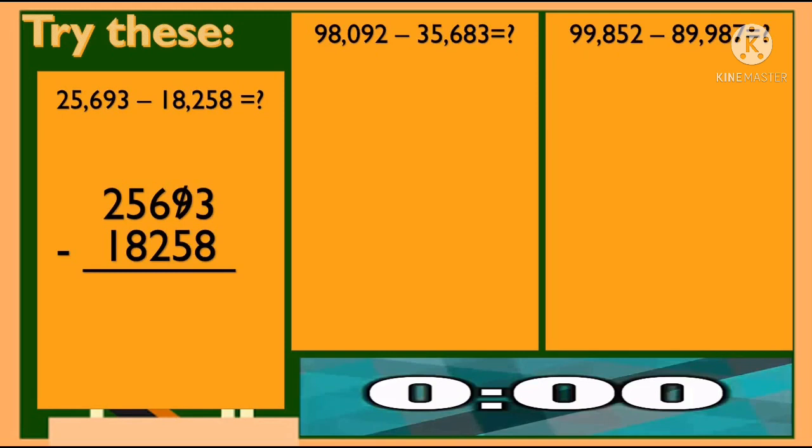Correct? Let us borrow 10 from 9. So 9 now will become 8. Very good. And then how about 3? 3 will become 13. Are you following? Okay, so 3 will become 13, so we can now subtract the minuend and the subtrahend. Okay, what is 13 minus 8? 13 minus 8. Yes, that is 5.